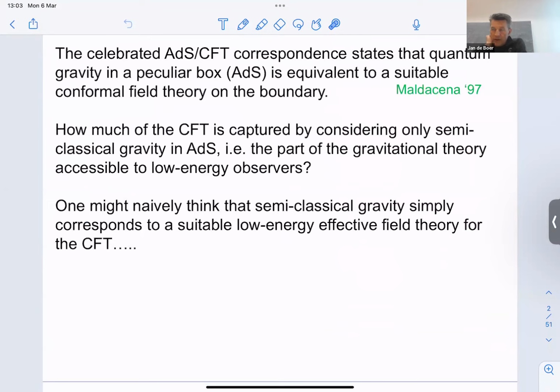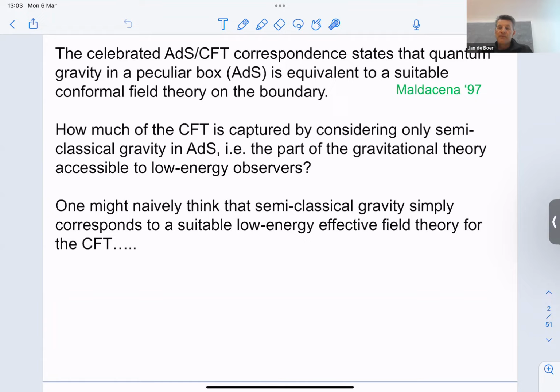So in some sense, this entire story started with asking a question, which you could ask sharply within the context of AdS/CFT, but it might be interesting to ask similar questions in other contexts as well, maybe cosmology or flat space, but I haven't given that a lot of thought yet. And the question is, how much of the CFT on the boundary is actually captured if you only consider semi-classical gravity in AdS, so not the full non-perturbative string theory, which allegedly recovers the full CFT for you, but only things that you can maybe measure as a low-energy observer.